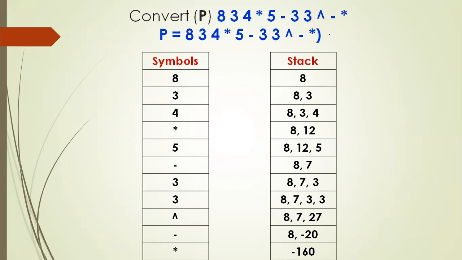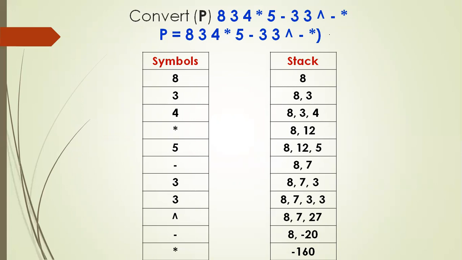Then apply the operator between N2 and N1. 3 to the power of 3. 3 to the power of 3 is how much? 27. Once again push the result back onto stack. Now your stack contains 8, 7, and the result of 3 to the power of 3, which is 27. So your stack values will be 8, 7, 27. Next symbol is minus. Whenever operator comes, remove the top 2 elements, denote as N1 and N2. N1 will be how much now? 27, and N2 will be 7. Apply the minus sign between N2 and N1. 7 minus 27. 7 minus 27 is how much?